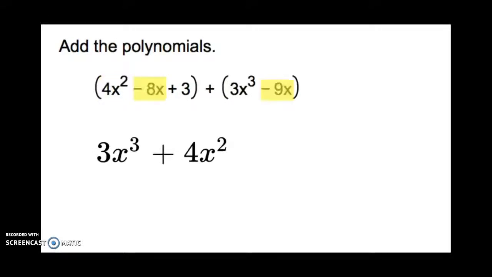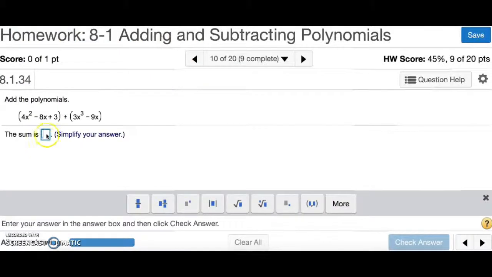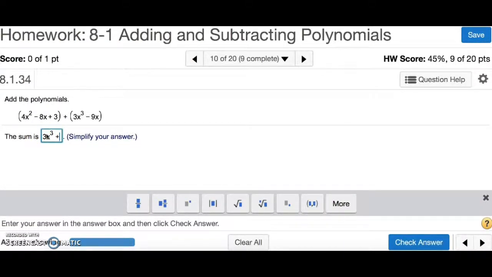Now I'm going to look at my like terms, which is negative 8x and negative 9x. Add them up, I'll get negative 17x. And then I'll write that 3 I haven't touched at the end because that doesn't combine with anything. So my answer is going to be 3x to the third plus 4x squared minus 17x plus 3. So let's type that in. So we have 3x to the third plus 4x squared minus 17x plus 3.